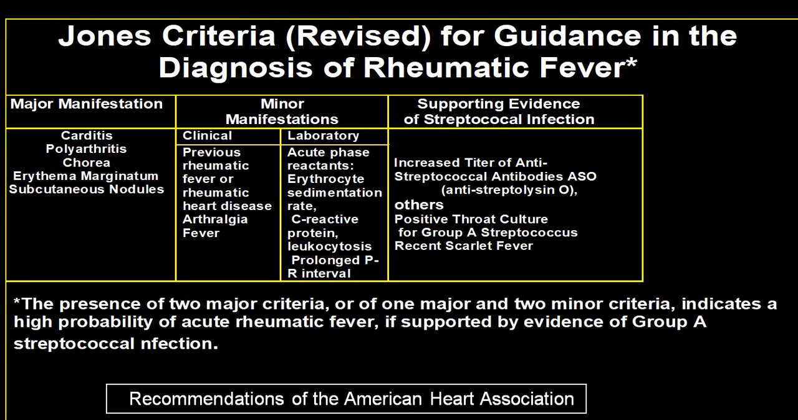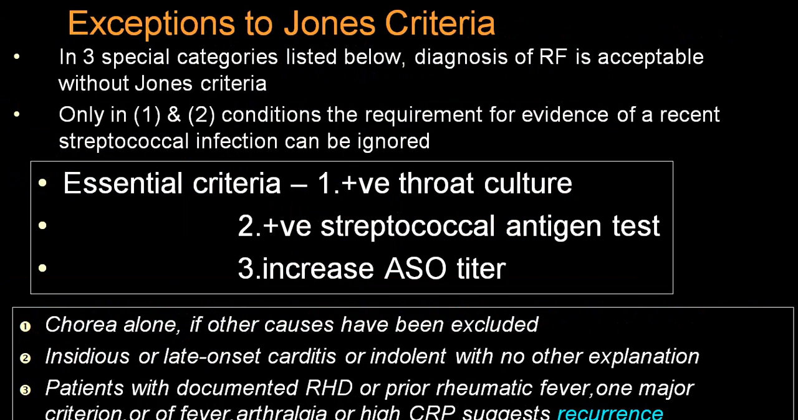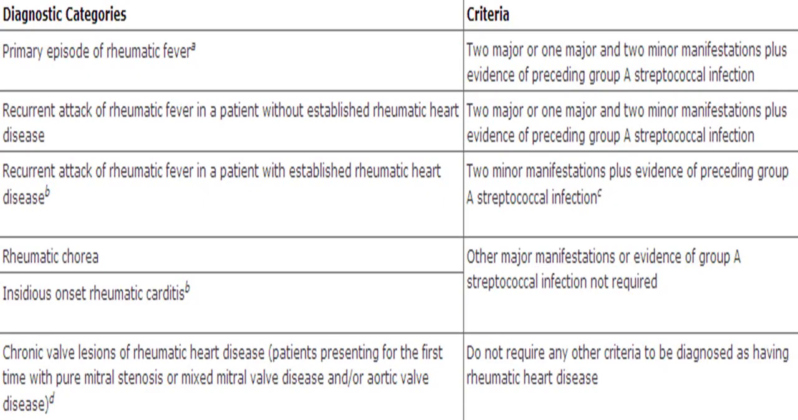We already described this particular, so I'm skipping over. These are the major criteria, minor criteria. We'll be describing in detail the major criteria. So we'll be talking about major criteria first. If the first time you come across two major criteria from Jones criteria or one major with two minor, it will be considered as a first episode or primary episode.